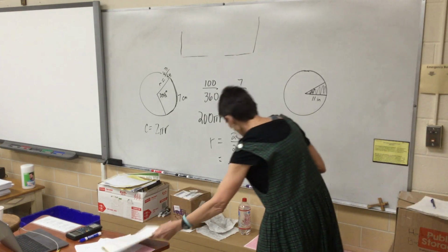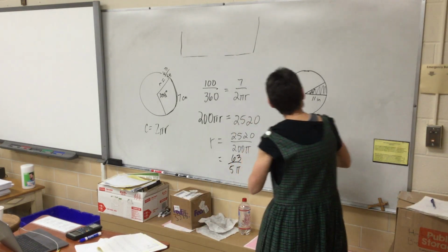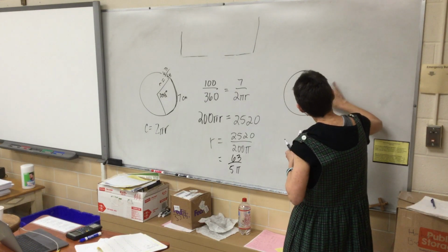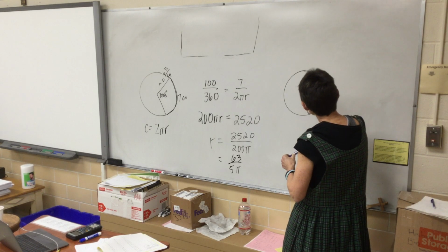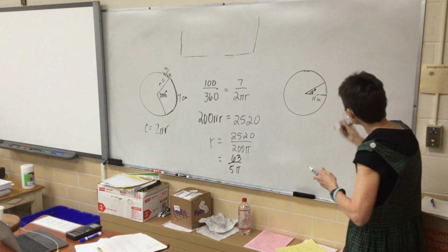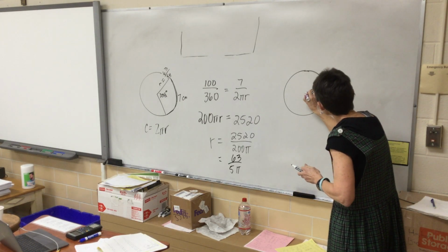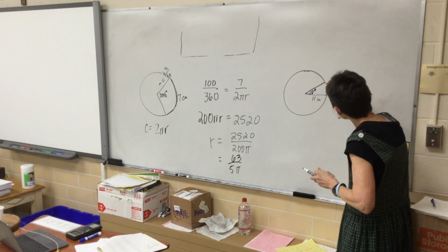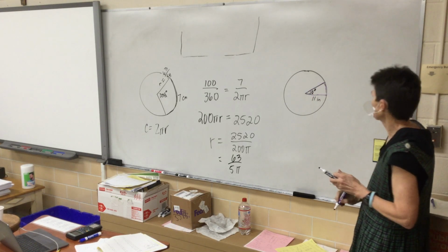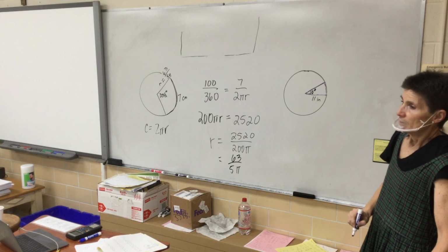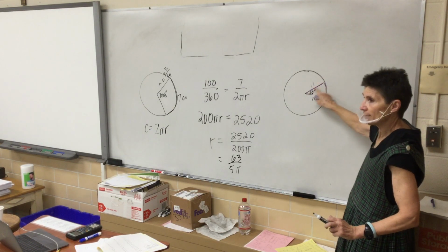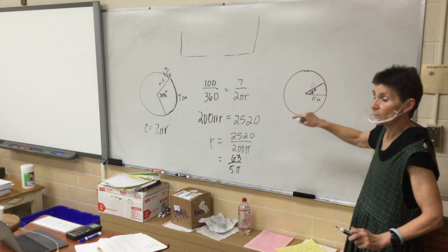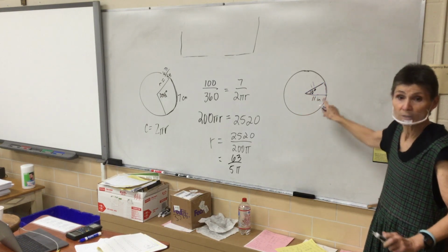And I want to know what the perimeter of this sector is. So this is the perimeter, the purple. That's 11, isn't it? Wouldn't that be another 11 right there? So what I really need to figure out is, what's my arc length?